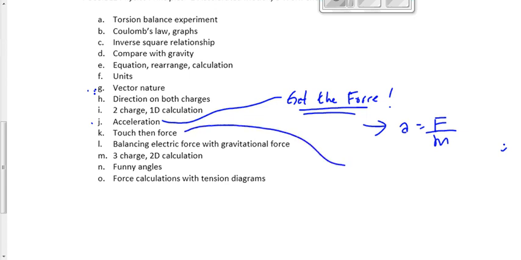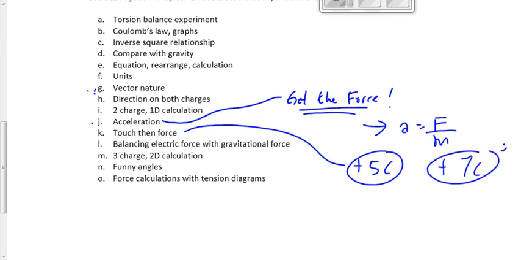What does this mean? Touch, then force. They like to throw questions like this at us too. When you've got two charges, maybe it's plus 5 coulombs and plus 7 coulombs. We touch them together, and then we want to find the force. Make sure you make them both 6 coulombs. We talked about that earlier, right? You touch two things together, they balance, and then you've got to do something else. Don't say K times 5 times 7. It's K times 6 times 6, which you might not think gives you a different answer, but it does if you look at it a little bit closer.